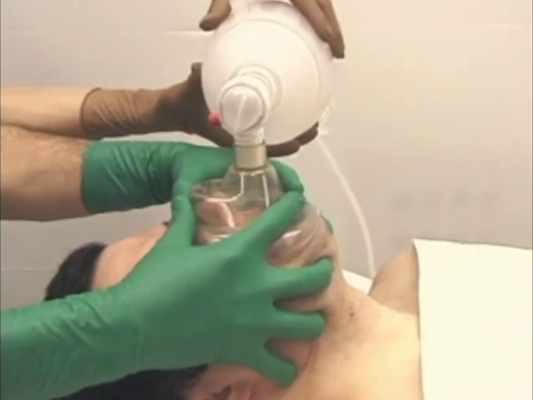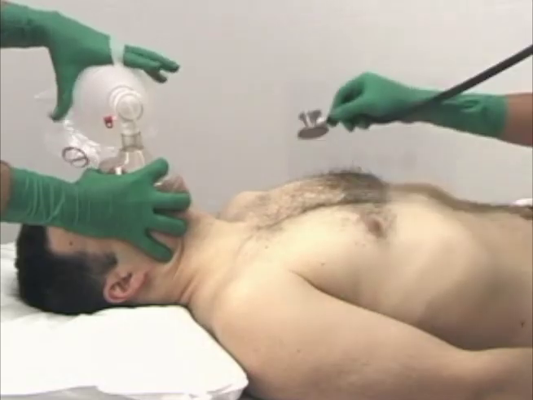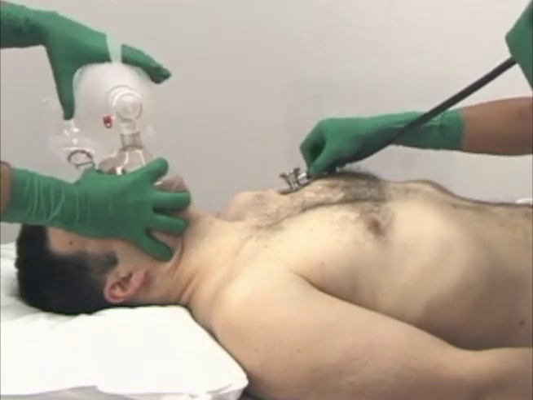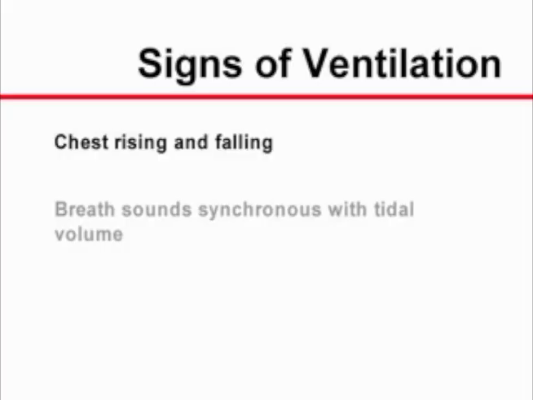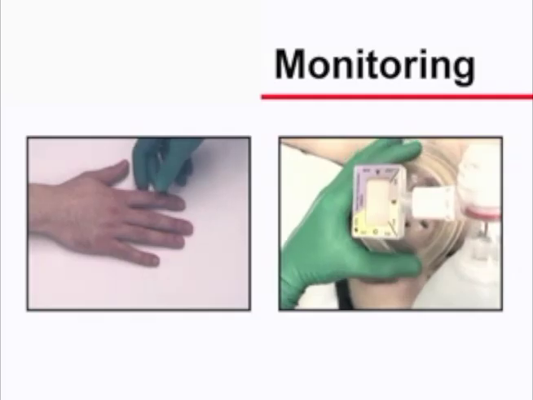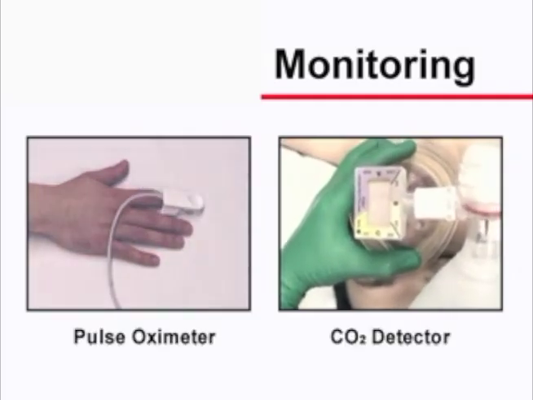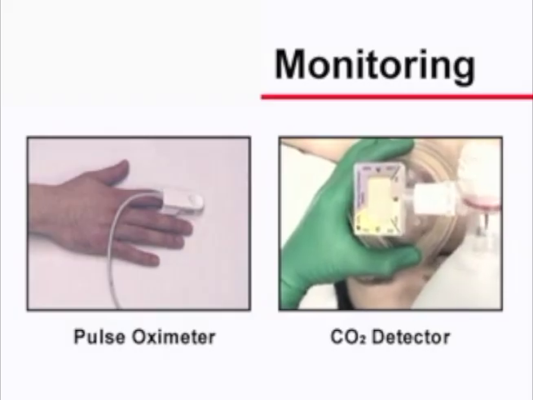Regardless of the technique used to ventilate the patient with a face mask, adequate ventilation can be assessed by inspecting and auscultating the chest and abdomen. The chest rising and falling and breath sounds synchronous with the delivered tidal volume suggest adequate ventilation. Gurgling epigastric sounds and tympanic abdominal distension indicate gastric insufflation and poor ventilation. Other monitoring tools such as pulse oximeter and a carbon dioxide detector can be very valuable.